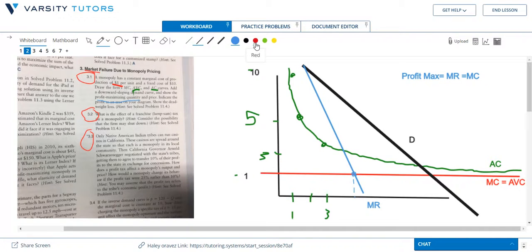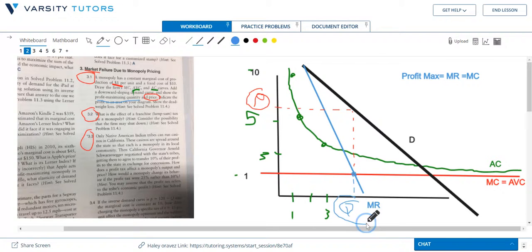Let me switch to red so we can indicate price. It's really important you also remember that a monopolist is only concerned with the demand curve when it comes to price. So this is my profit maximizing price right there. I'll try to kind of circle it in red here, and then you understand that the profit maximizing quantity is down here.